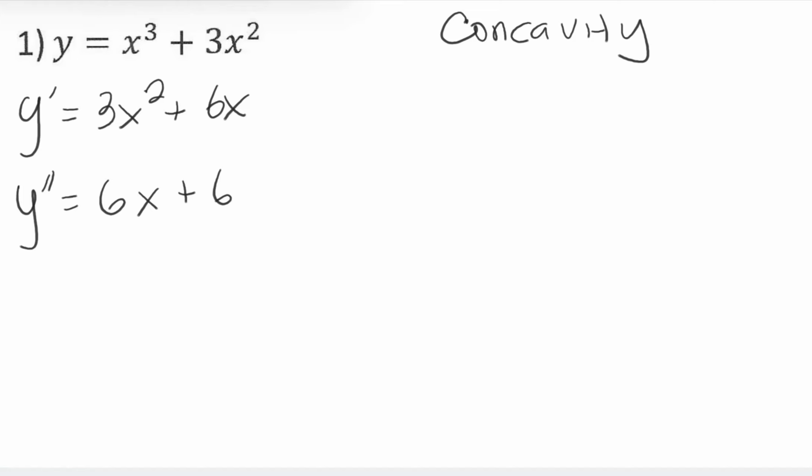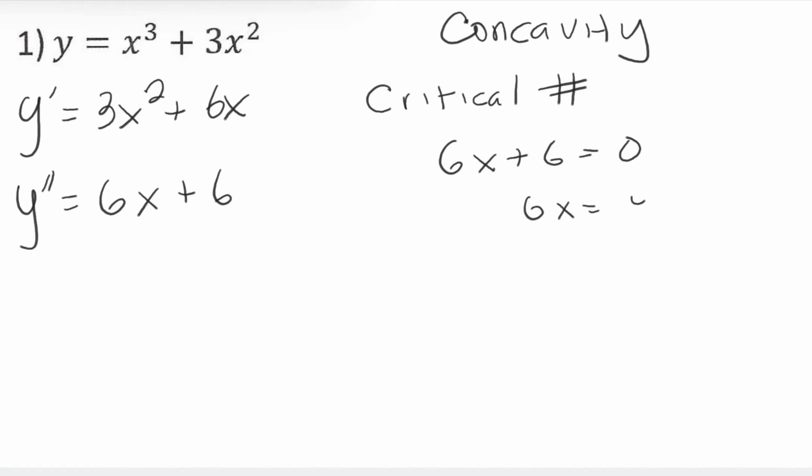So for concavity, we're looking for, again, our critical number, and then we're looking at whether it's positive or negative on either side of that to determine if it's opening up or opening down. For this one, the first thing I have to do is find my critical number. So I'm just going to set it equal to 0. So x equals -1 is my critical number.